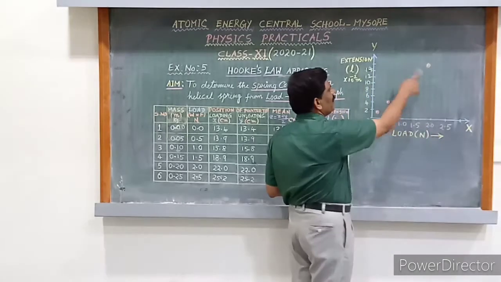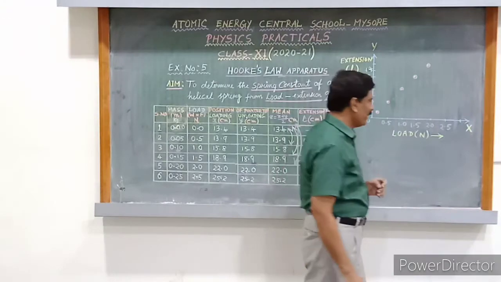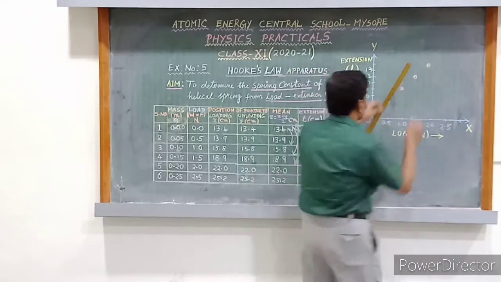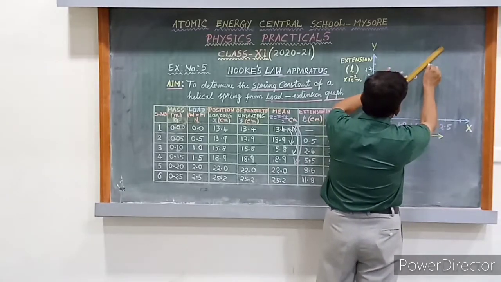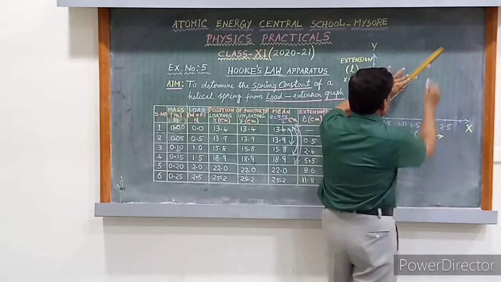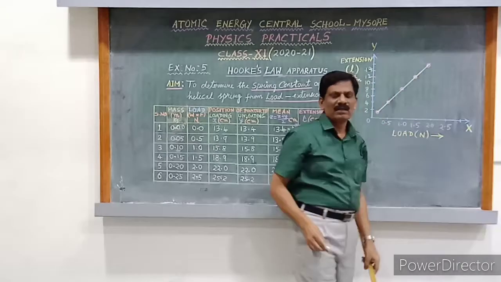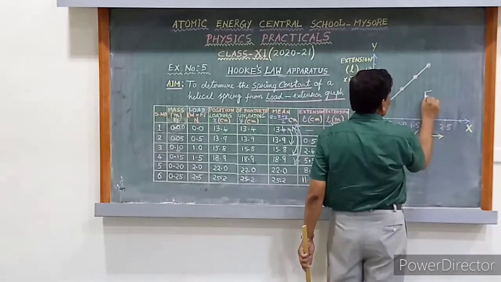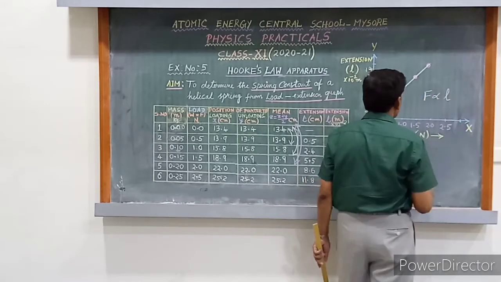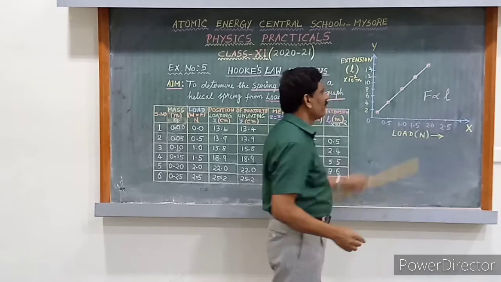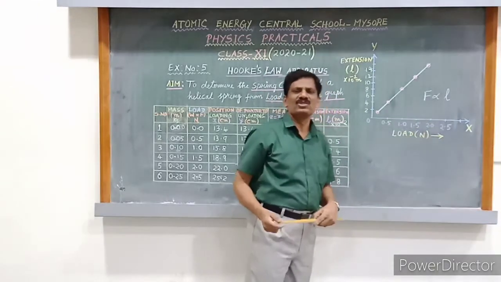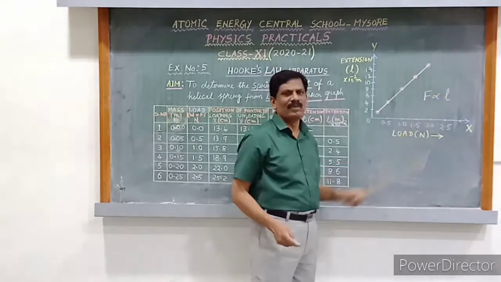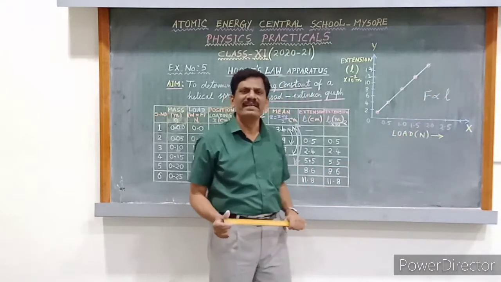So you will be having different points like this. Now I have to join these points. So the nature of the graph will be a straight line, understand, like this. This is a straight line. Why is this a straight line? Because the force F is directly proportional to the extension. Understand? So the load is directly proportional to the extension. It is a linear graph.